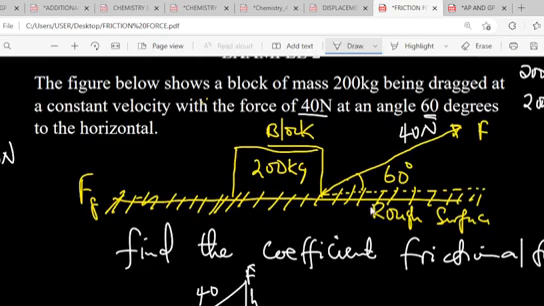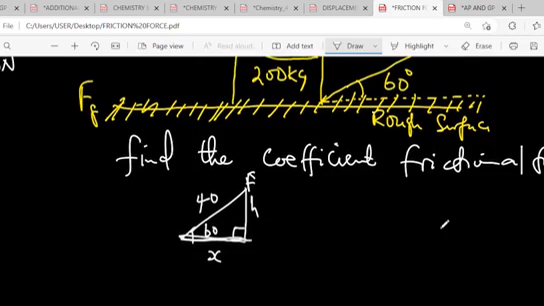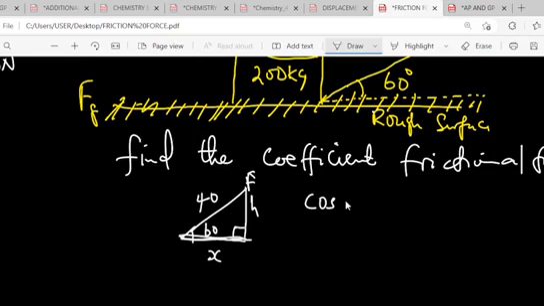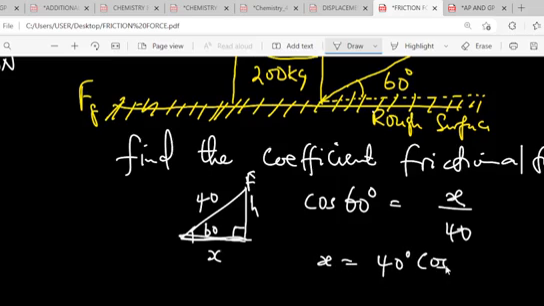If we use friction force, then it is overweight. But if we are given the applied force, to find the friction force you just need to find the horizontal component, which is x. Here you know that it is going to be cos 60 degrees, which is equal to adjacent over hypotenuse. So adjacent is x, hypotenuse is 40. If you multiply, then x is equal to 40 newtons times cos 60 degrees.